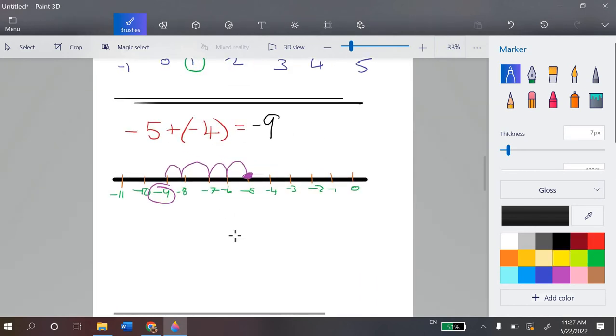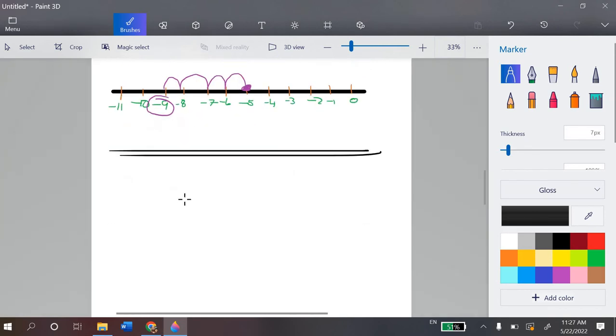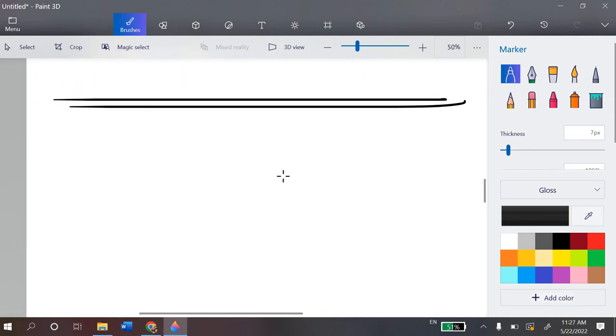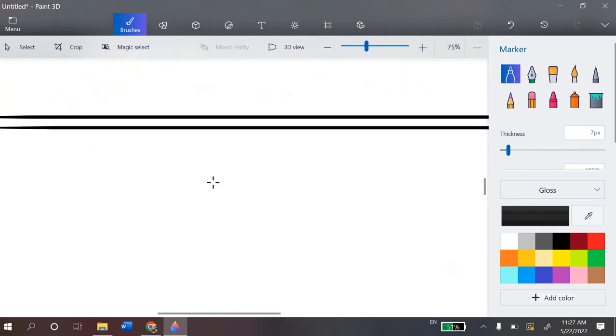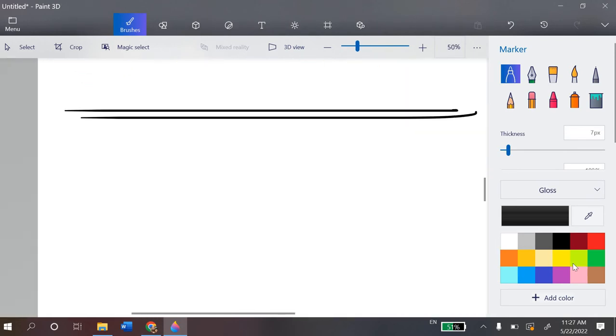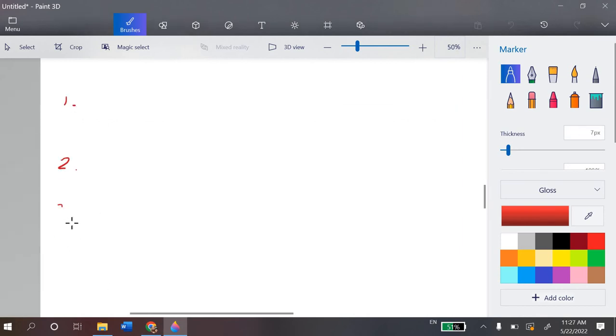Okay. I'm going to do a couple more. These ones, I'm not going to draw the number line. We're just going to do them in our head. A few different questions, at least 5.